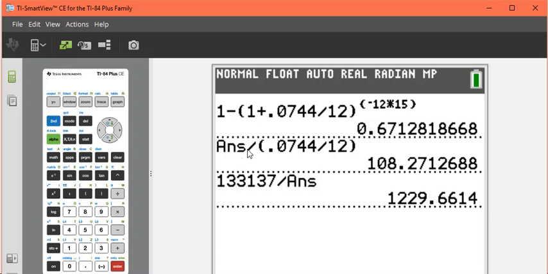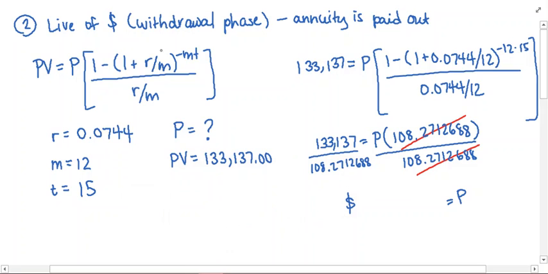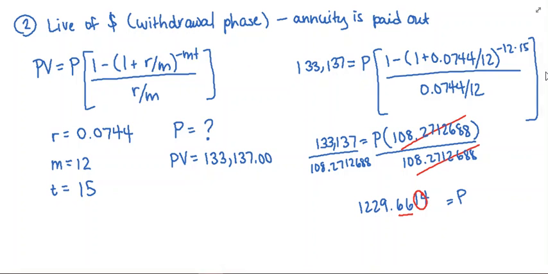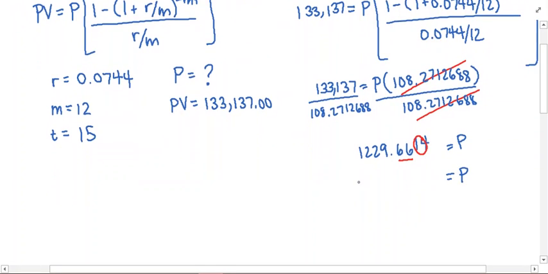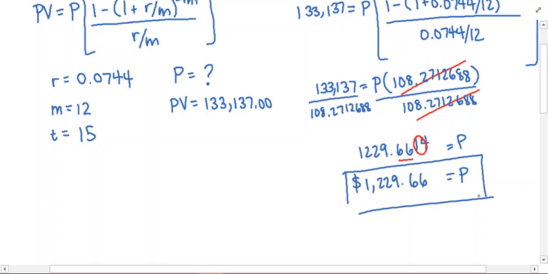We need to round it to the nearest cent because it is a dollars and cents amount. So let's go ahead and write that down. Out of the calculator came $1,229 and some change. Let's round that. We have 66 cents. A 1 comes after, so we keep it the same. So this tells us that the person can withdraw $1,229.66 per month for a 15-year period.